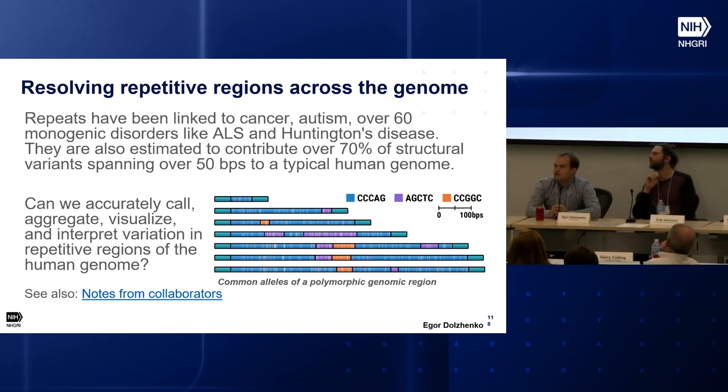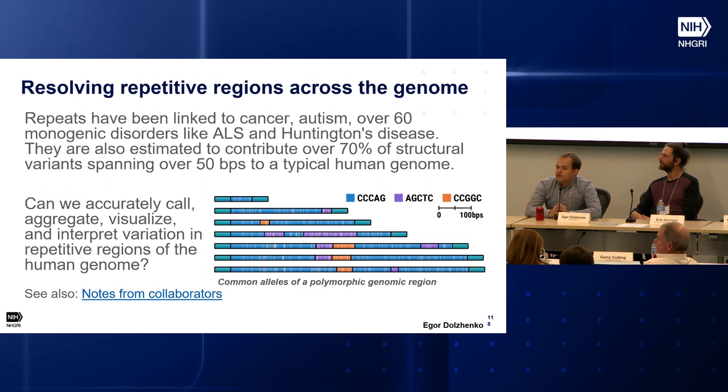And another really important reason to care about tandem repeats, which I feel like a lot of people don't fully appreciate, is that they contribute to a lot of variation in our genomes. And by some estimates from earlier this year, tandem repeats are involved in over 70% of structural variants over 50 base pairs in a typical human genome. So a huge number, right?